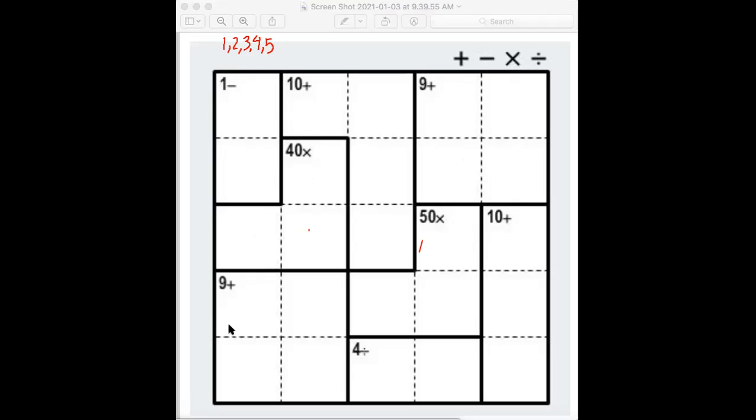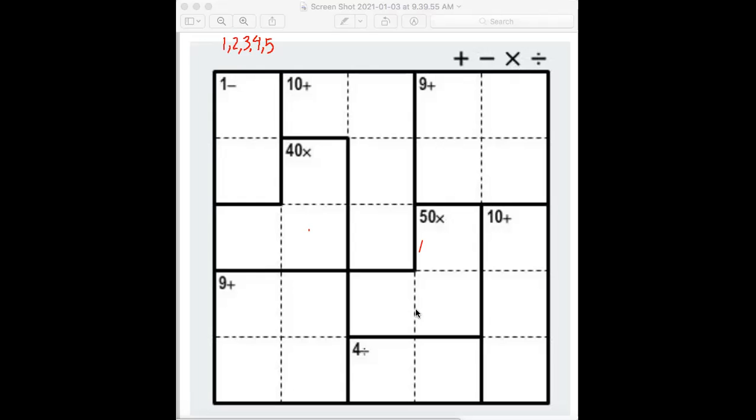The sum of these 4 is 9. Divide 4 means that these two numbers, one divided by the other, is 4. So we can immediately say that these two numbers are 1 and 4. Now it could be 1 here and 4 here, or the other way, 4 here, 1 here. The sum of these three numbers is 10, and the product of these three numbers is 50. So we have to use that information.